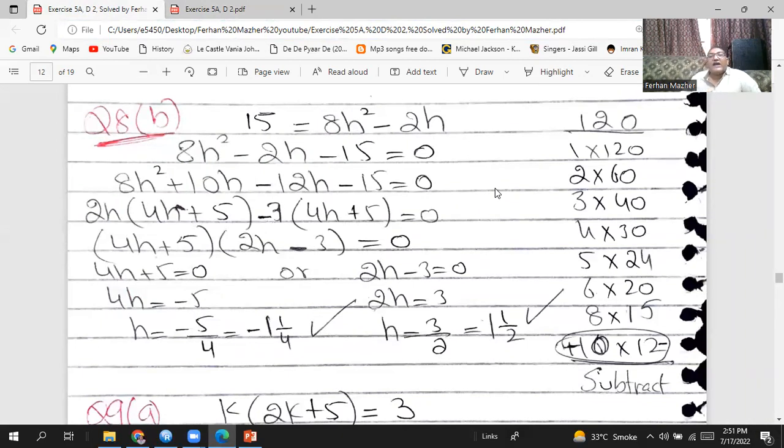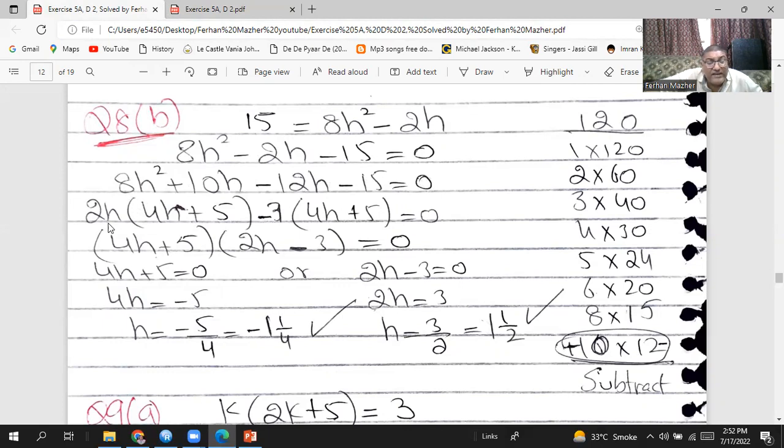With the third term, we have negative sign. So I will write subtract here. I'm looking for that pair which by subtraction will give me minus 2. So with the large, 10 and 12 will give you 2. So minus 2 for minus 2. With the large number, put a negative sign. With the smaller number, put a positive sign. So you will have 8h square plus 10h minus 12h minus 15 equals to 0.